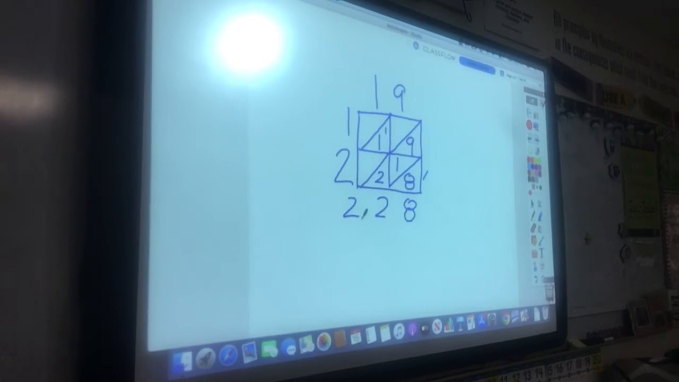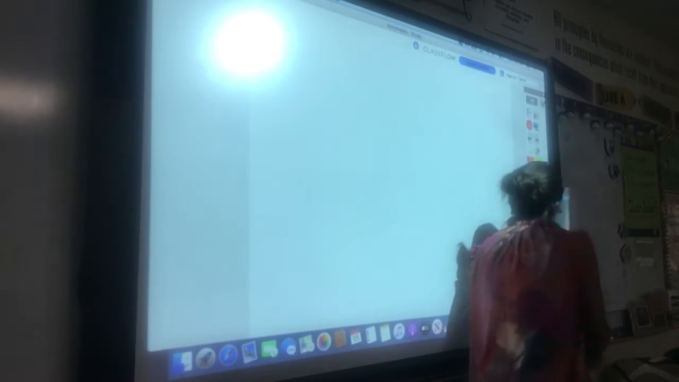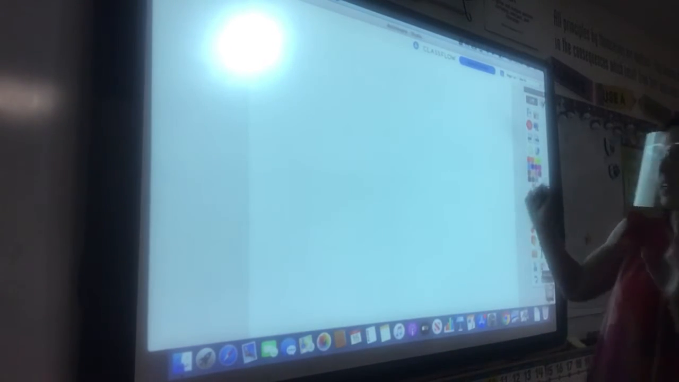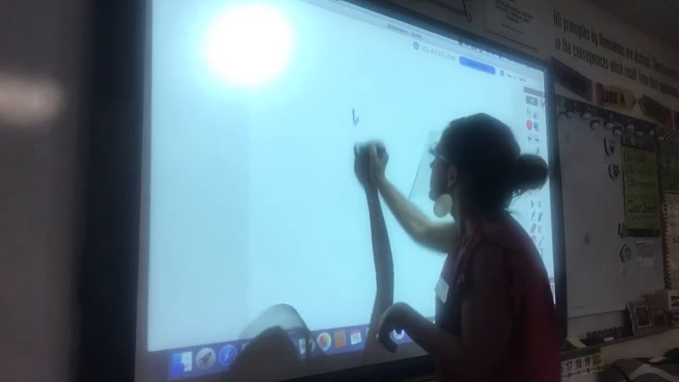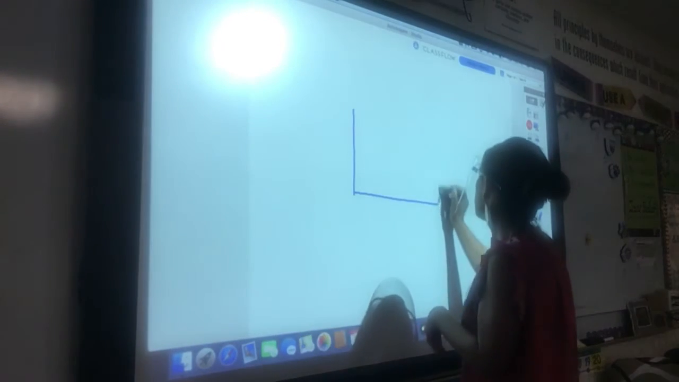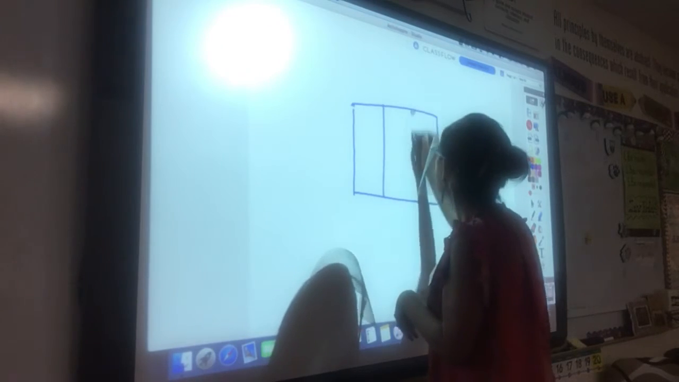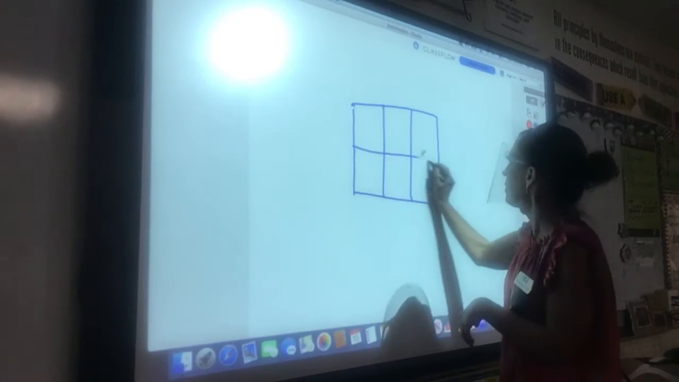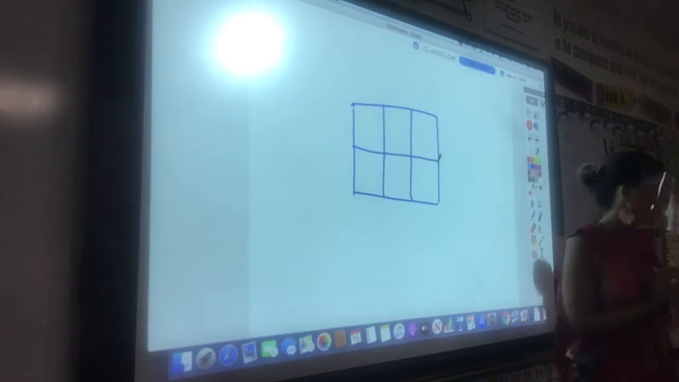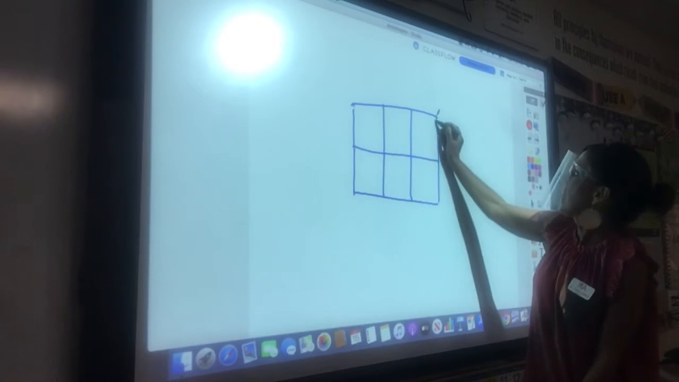Okay, let's try another one. Let's try a little bit bigger. So we're going to do a 3 by 2. So that one will just look like this. So we're going to go this way. We're going to have 3 columns, but still 2 rows. So it's just 2 squares bigger than what we did. And then same, you'll want to do this.